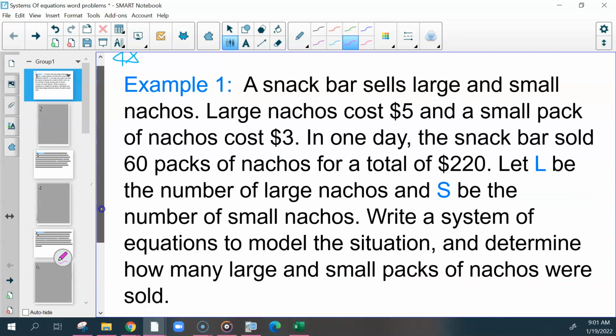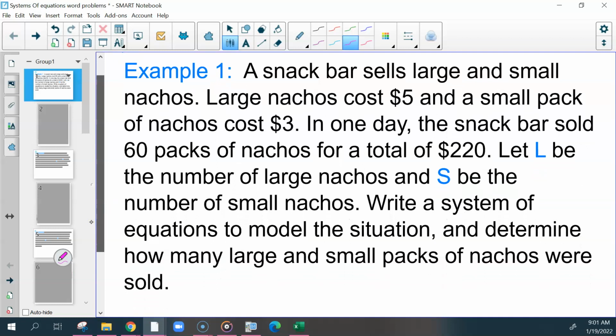So, let's read it together. For example 1, a snack bar sells large and small nachos. Large nachos cost $5 and a small pack of nachos costs $3. In one day, the snack bar sold 60 packs of nachos for a total of $220. Let L be the number of large nachos and S be the number of small nachos. Write a system of equations to model the situation and determine how many large and small packs of nachos were sold. What do we feel is important here?